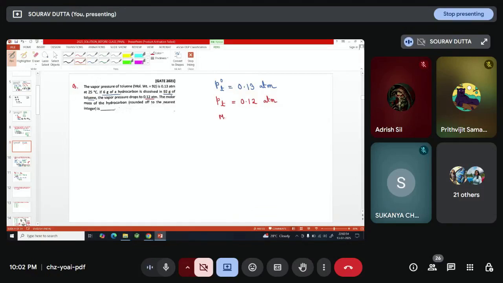The hydrocarbon means the solute, and the molar mass is represented by capital M. Is that your question? No issue, we can easily calculate this type of question, very easy. So 0.13 and 0.12, that's the information given to you.